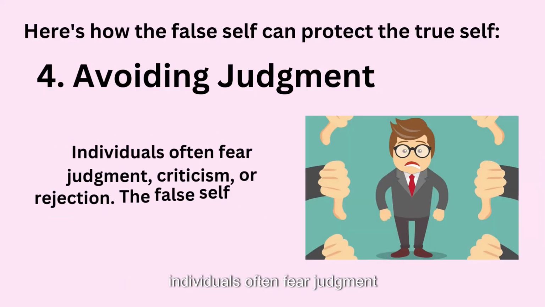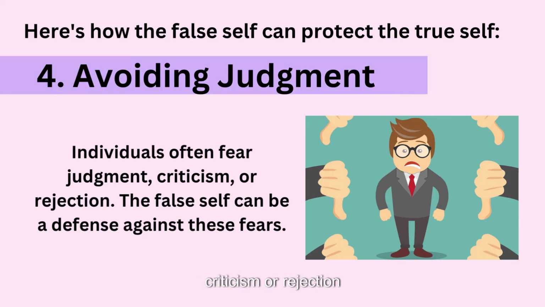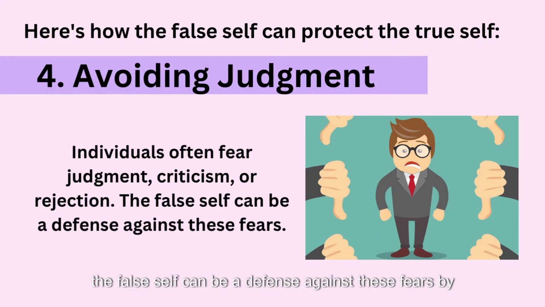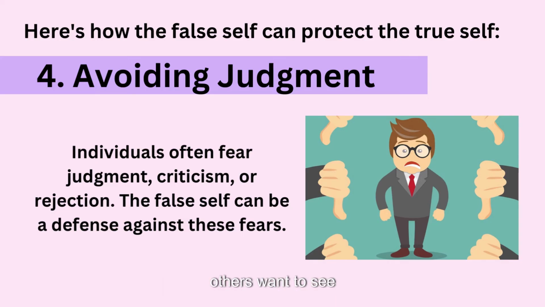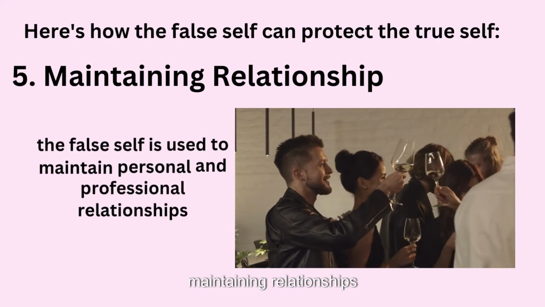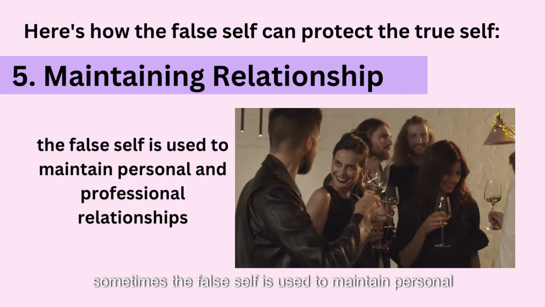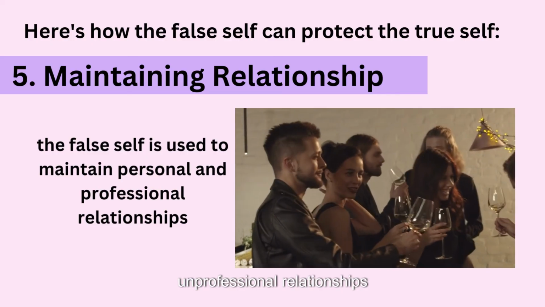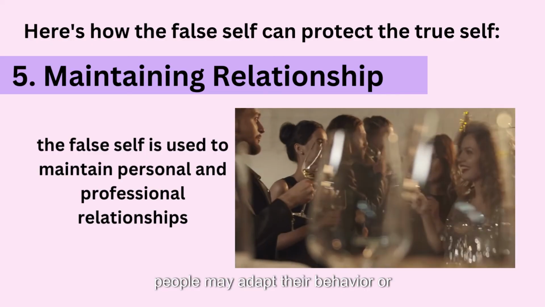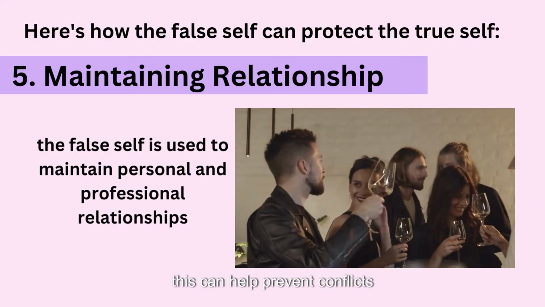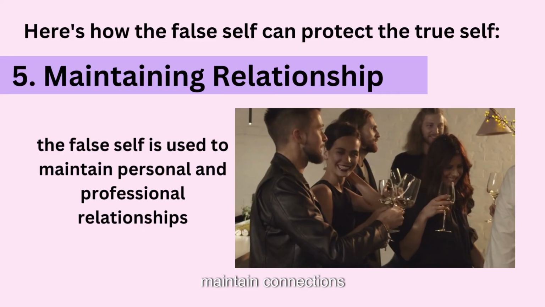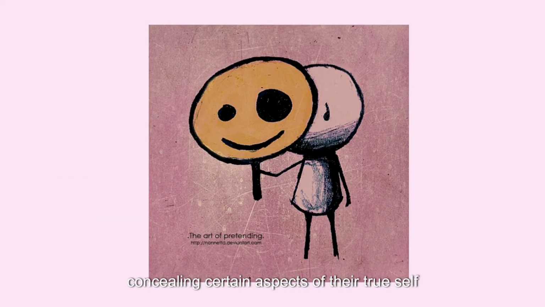Avoiding judgment. Individuals often fear judgment, criticism, or rejection. The false self can be a defense against these fears. By projecting an image that aligns with what they believe others want to see, individuals reduce the risk of being negatively evaluated. Maintaining relationships. Sometimes, the false self is used to maintain personal and professional relationships. People may adapt their behavior or persona to be more agreeable or palatable to others. This can help prevent conflicts and maintain connections, even if it means concealing certain aspects of their true self.